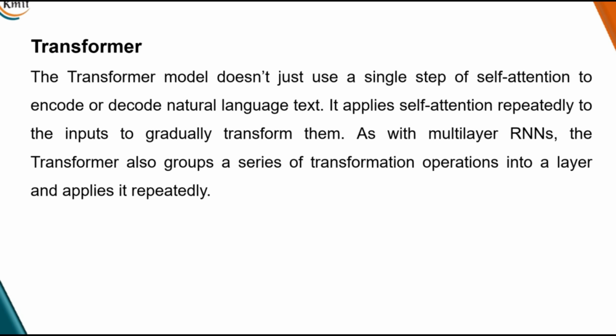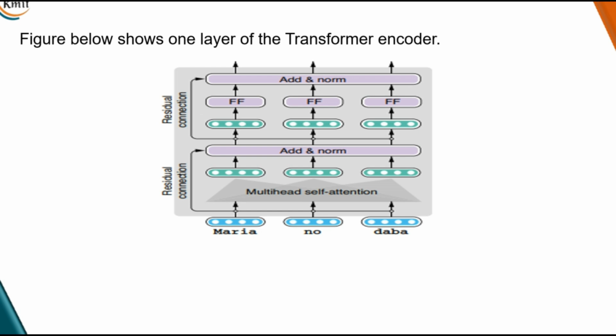Okay, but to encode and decode natural language text with good accuracy, we apply self-attention repeatedly to the inputs to gradually transform them. Okay, as with multi-layer RNNs, the transformer here also groups a series of transformation operations into layers and applies them repeatedly.